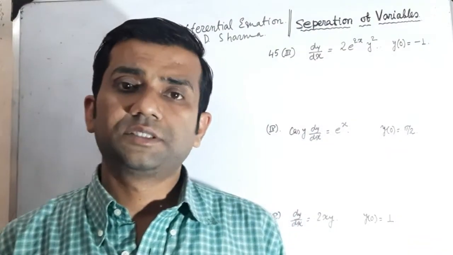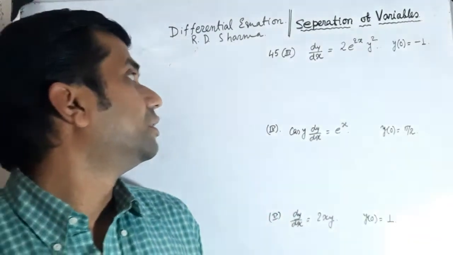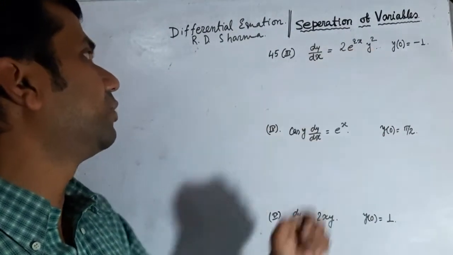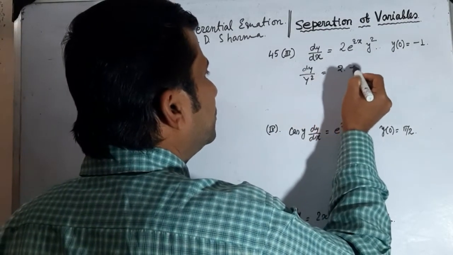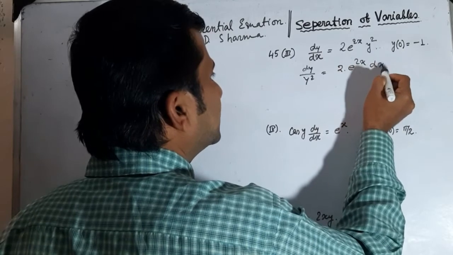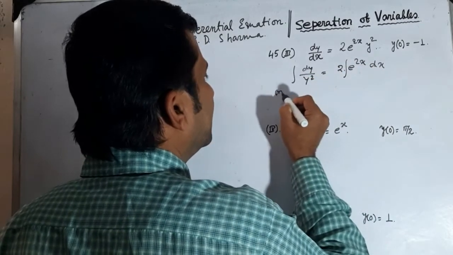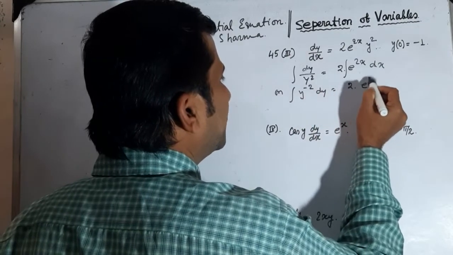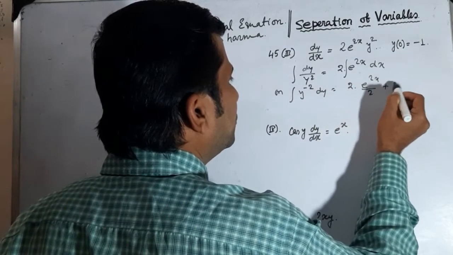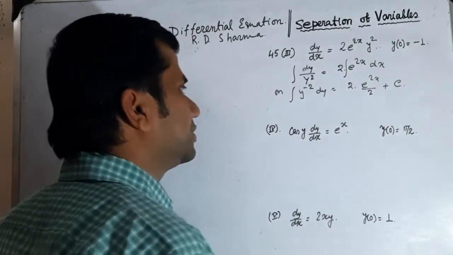Again, these are all the same type of problem. dy dx is equal to 2 e to the power x into y square. Then dy by y square is equal to 2 e to the power 2x dx. Integrating, you get y to the power minus 2 dy is equal to 2 e to the power 2x by 2 plus c, where c is an arbitrary constant.